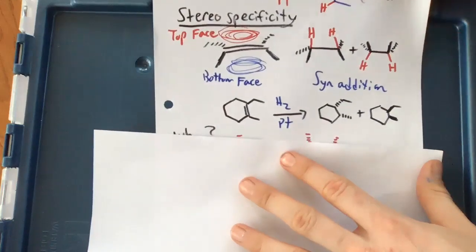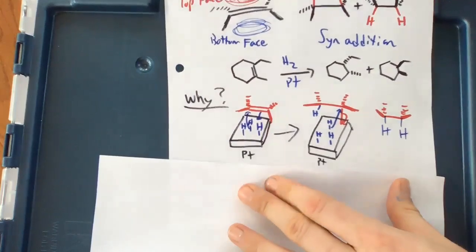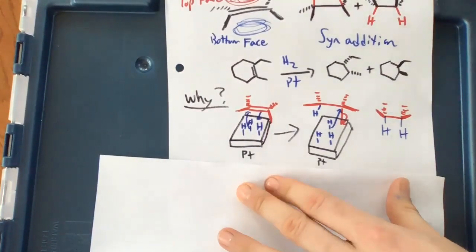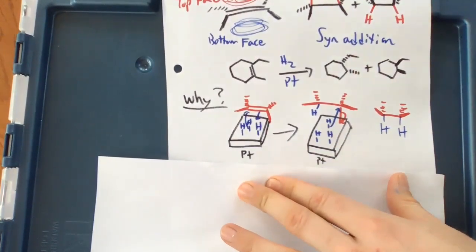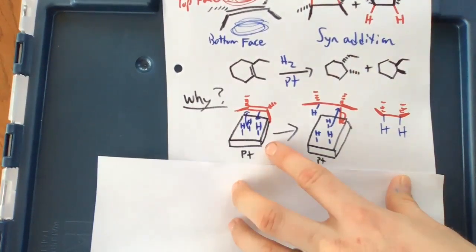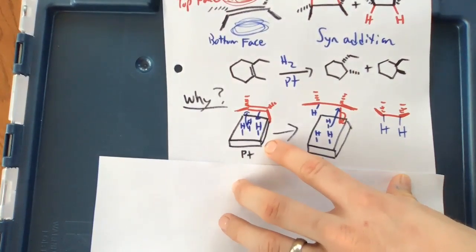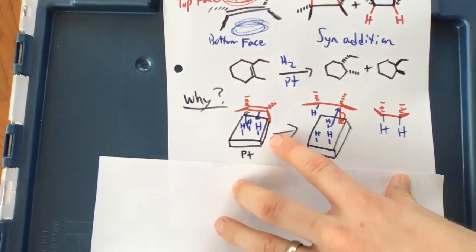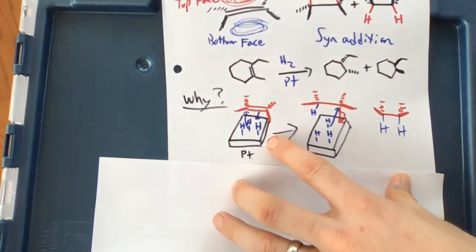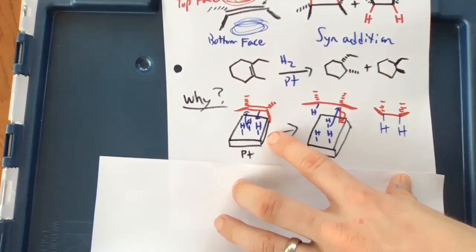The reason why it's syn addition instead of trans or anti-addition is because you can think of the platinum metal surface as kind of like a shape, like a polygon. In this case, this is like a cuboid rectangle. And on the surface of it are all of these hydrides, because platinum is very good at turning hydrogen gas into individual hydrogen atoms bonded to the metal surface.